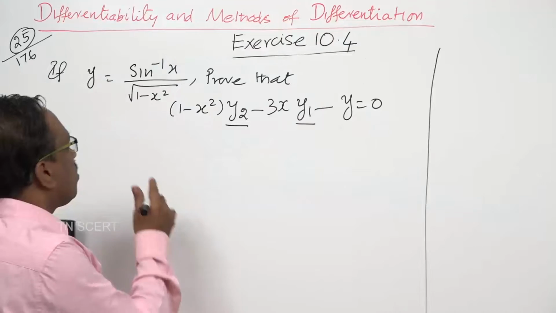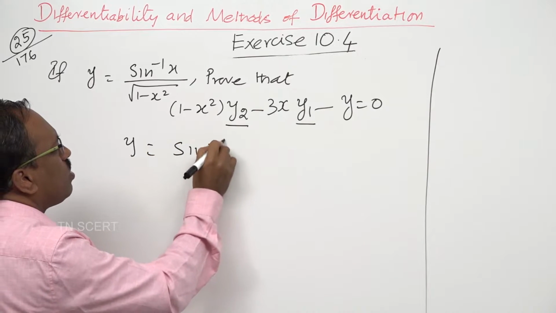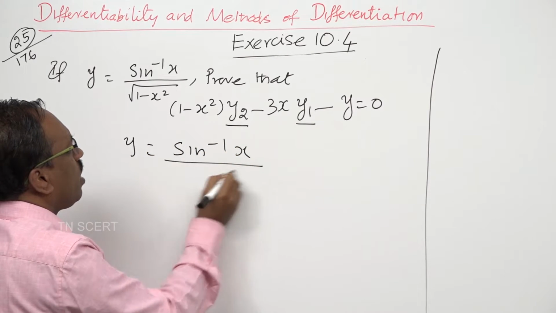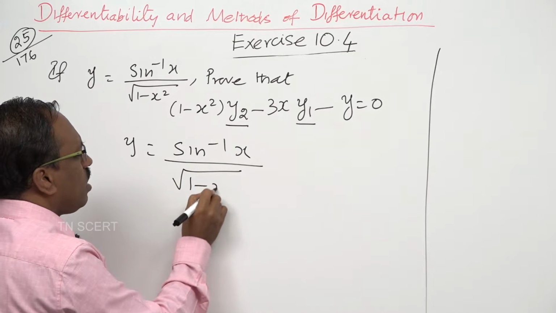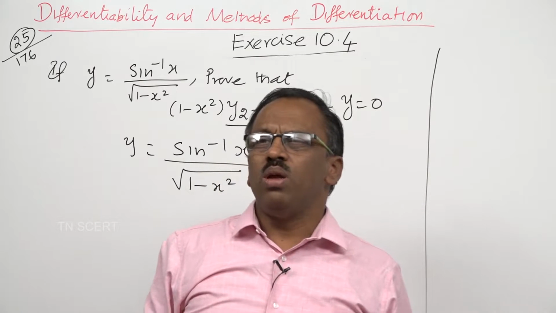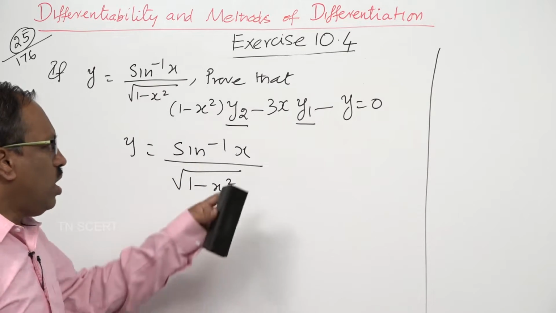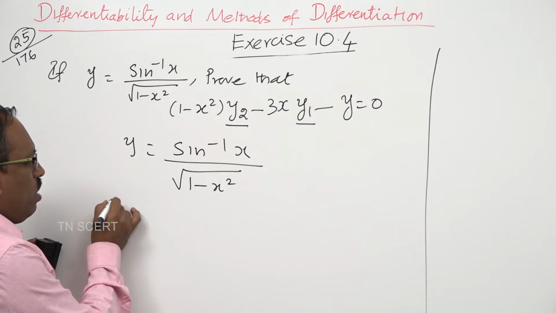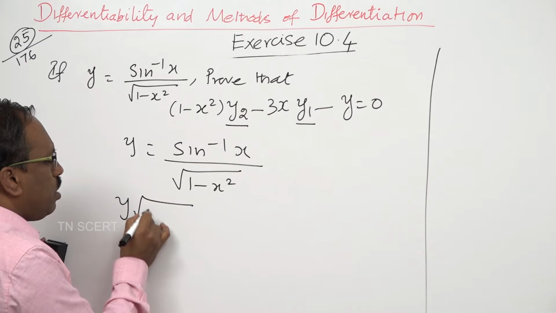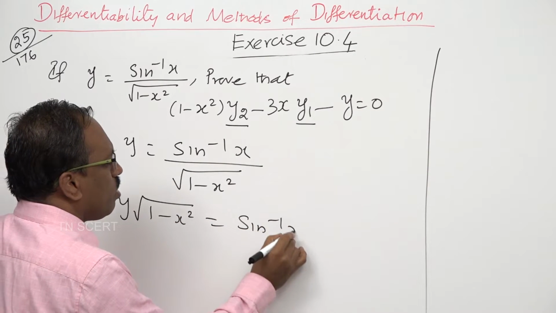Okay, now y is equal to what is given: sine inverse of x over square root of 1 minus x square. You cross multiply, so y into square root of 1 minus x square is equal to sine inverse of x.